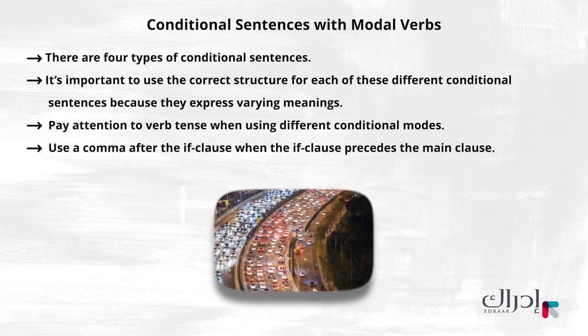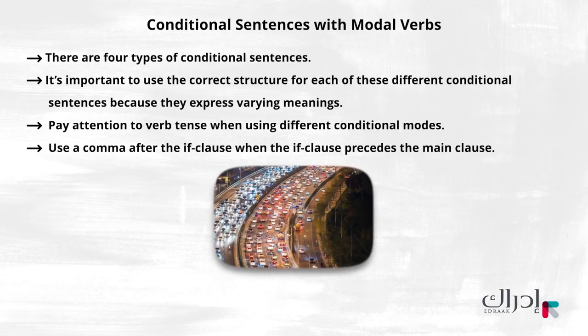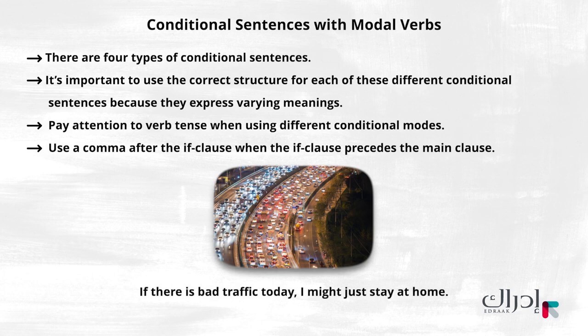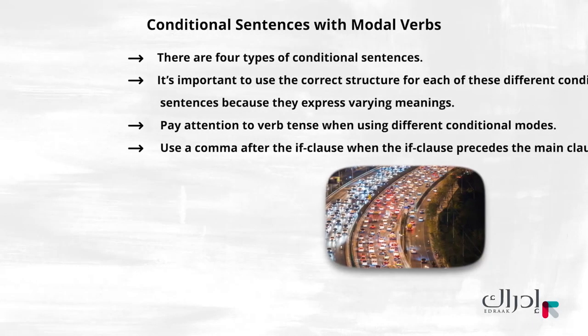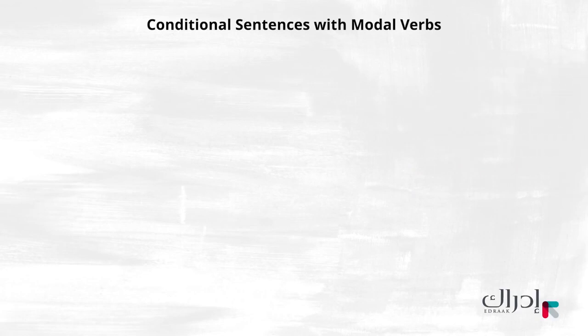Take a look at this photo and describe what you may decide to do if you are confronting the same scene. You might say, if there is bad traffic today, I might just stay at home. This is a conditional sentence using a modal. We are going to look at conditional sentences using the modals can, must, may, and might instead of will.